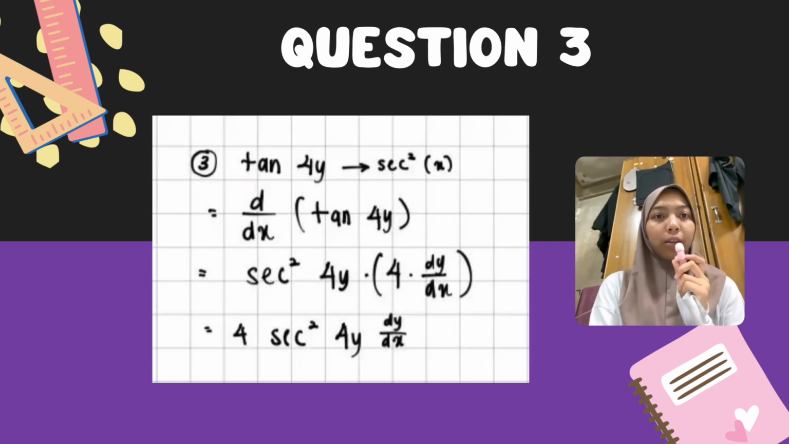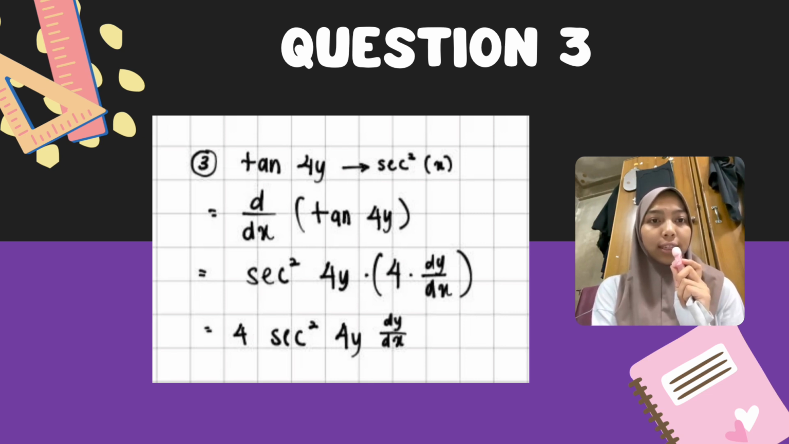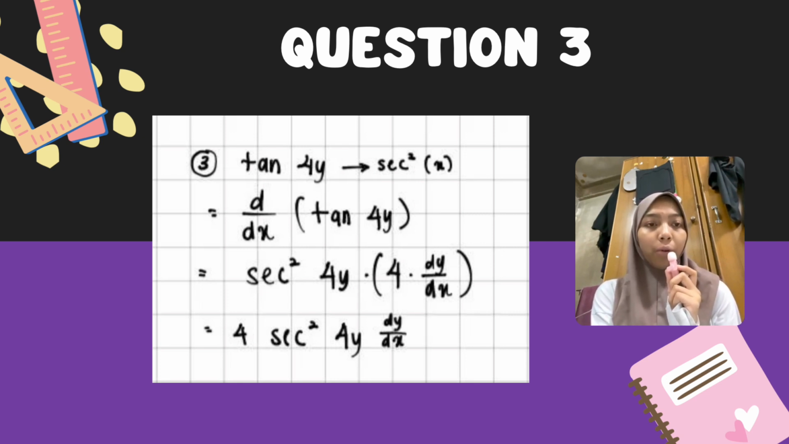For number 3, 10 to the power of y, the formula to differentiate 10 to the power of x is 10 to the power of x ln 10. Then we will put our equation inside the formula, and it will be 10 to the power of 4y. Then we will differentiate 4y and it will turn out 4 times 10 to the power of 4y dy over dx.